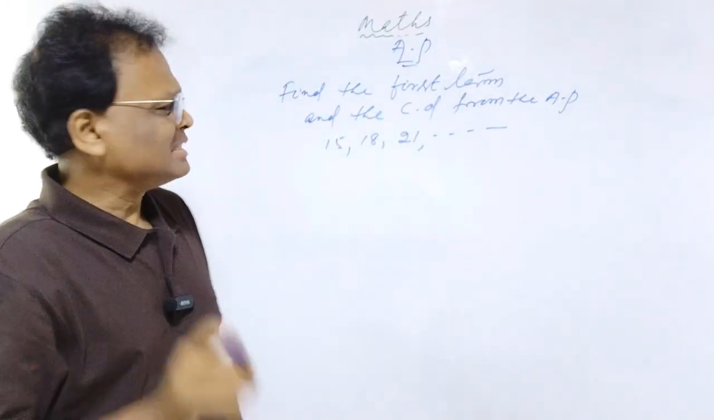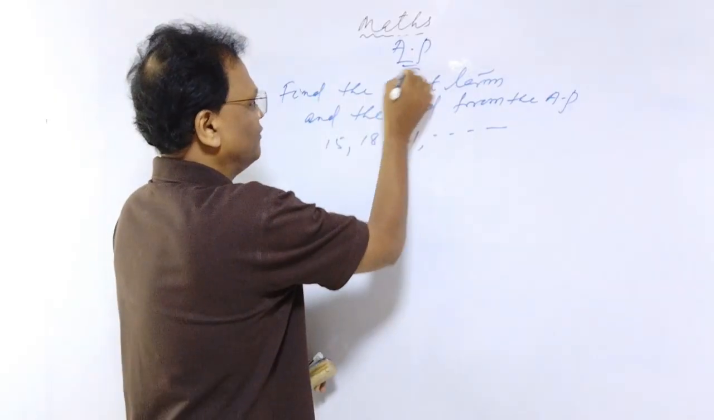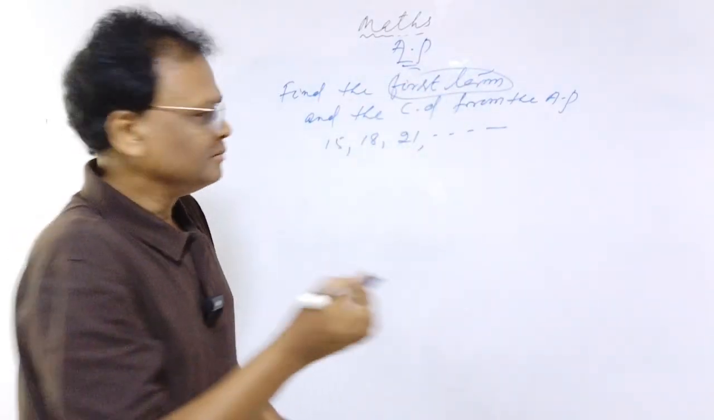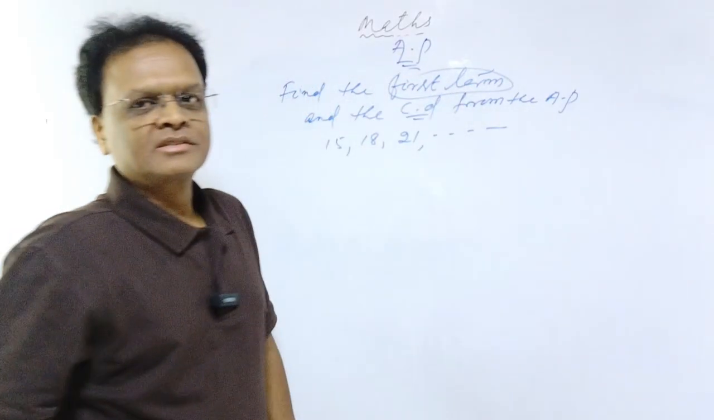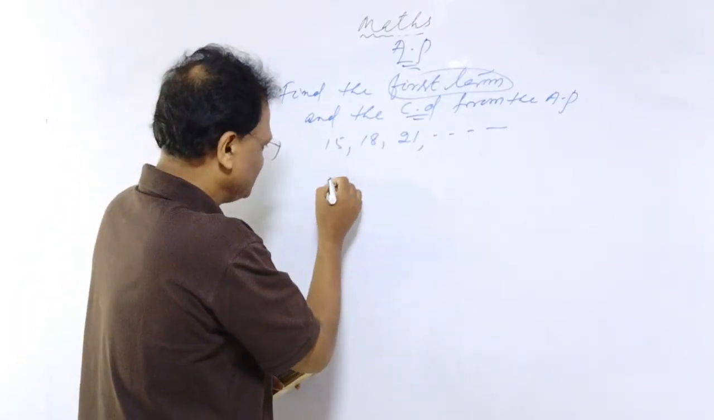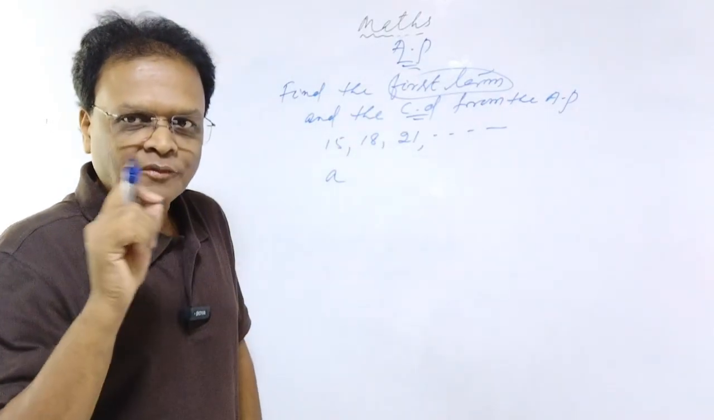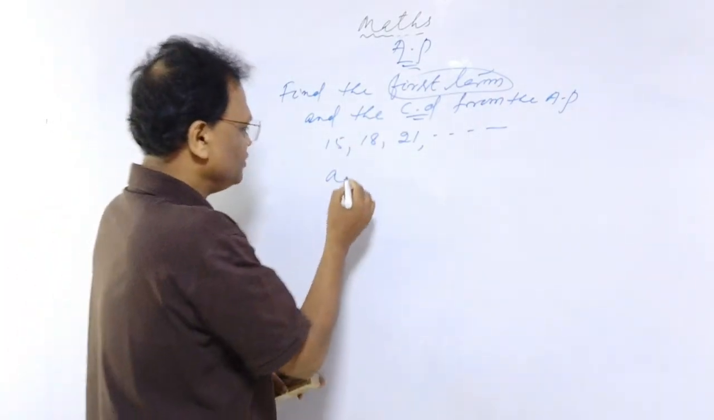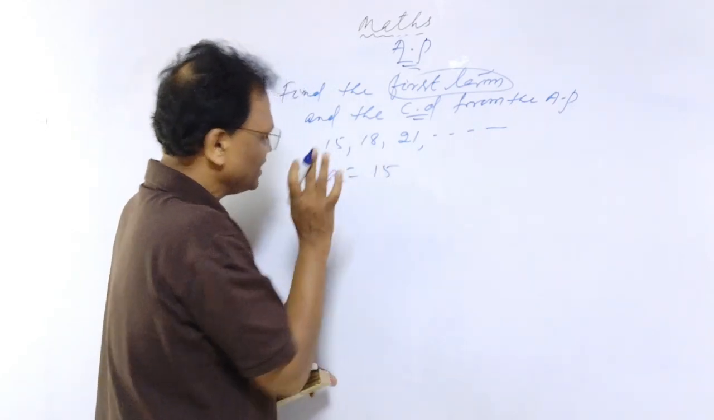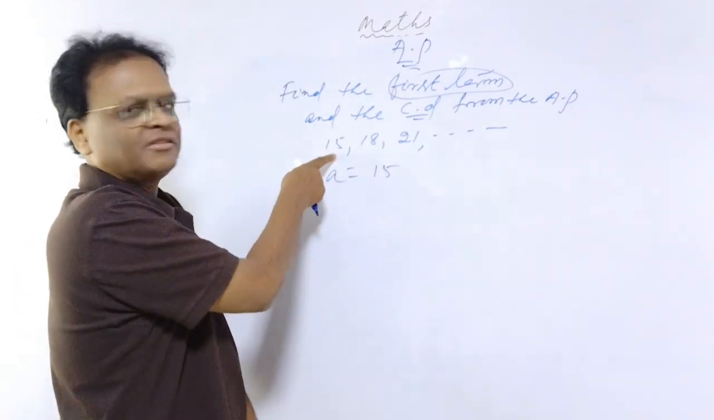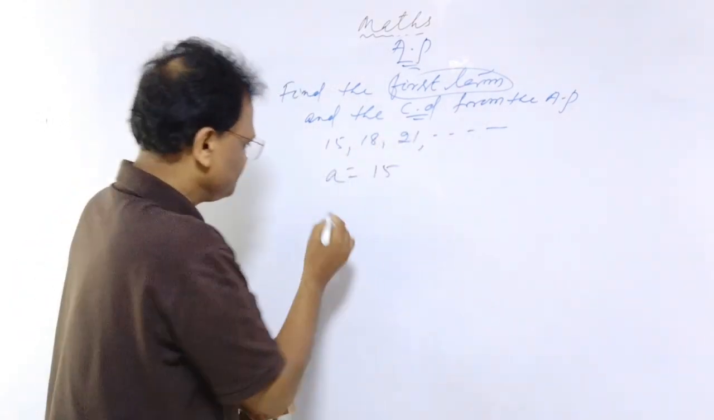So what to find? Very simple. You have to find the first term and common difference. As I told you, the first term is A. So A is 15. Very simple, clearly visible, this is the first term. So A is equal to 15.